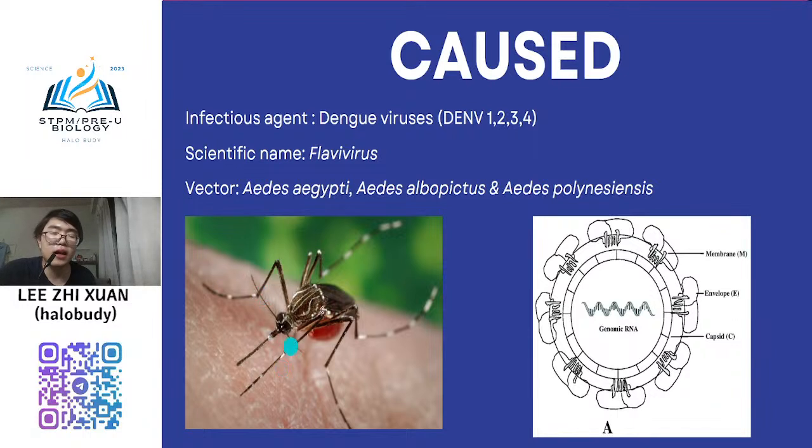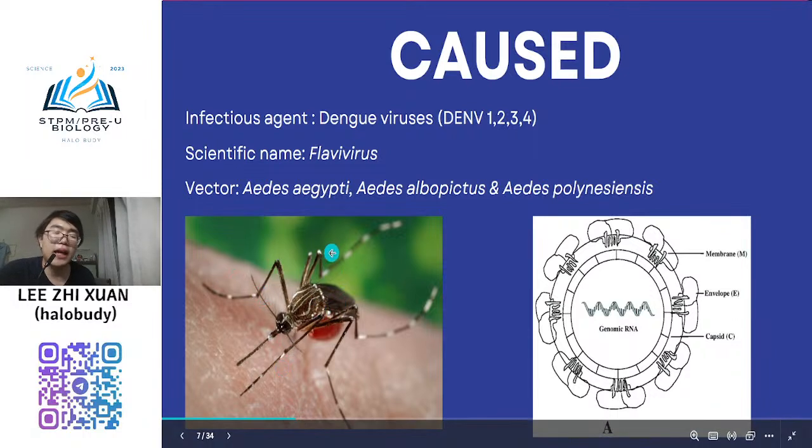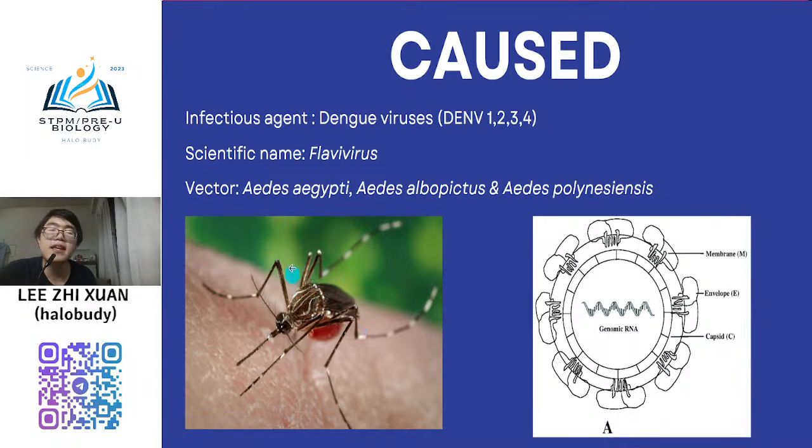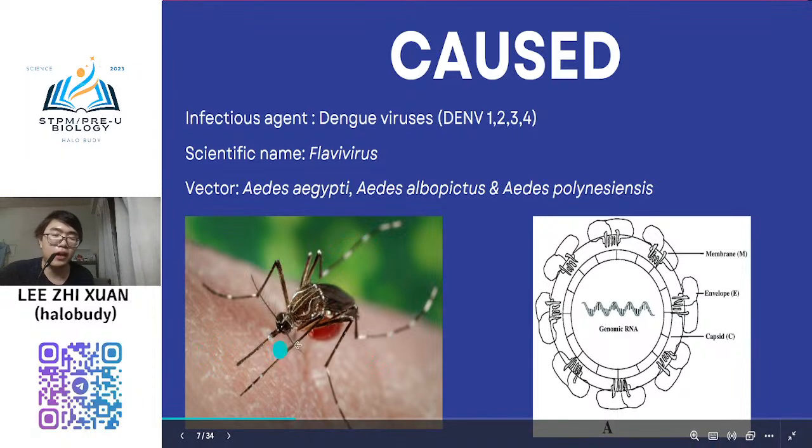Okay, so this is the picture of the Aedes mosquito. So I think everyone is familiar with it, right? I think everyone should have seen this kind of mosquito in your daily life. This kind of mosquito is very special. They have white dots on their body, especially on their legs. If you see this kind of mosquito, you should kill it immediately.